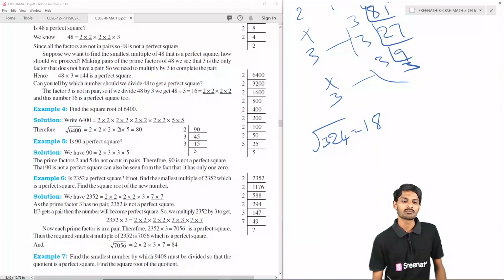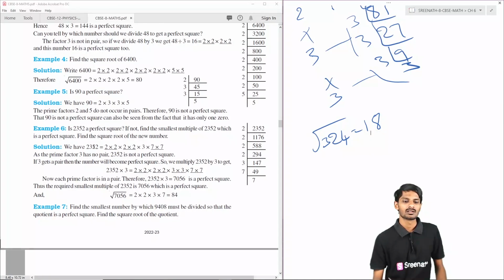We will solve some problems here. Find the square root of 6400. If you write it and do the task, you will get this as the prime factorization. You know the prime factorization. Every time, out of these two 2's, we have to take one. These two, take one. These two, take one. From these two things we have to take another one.